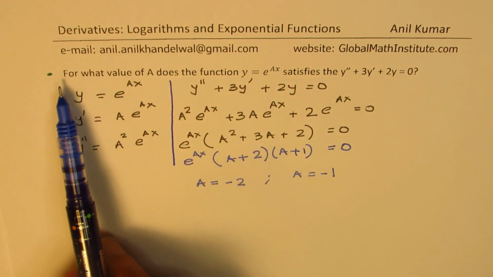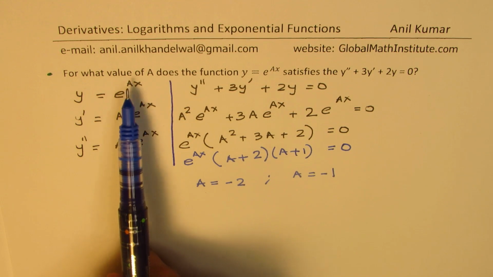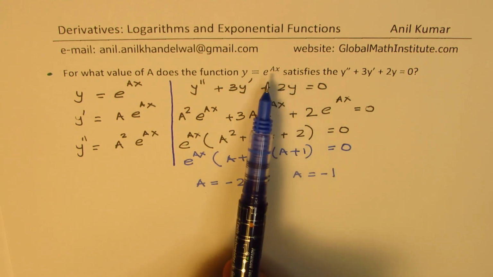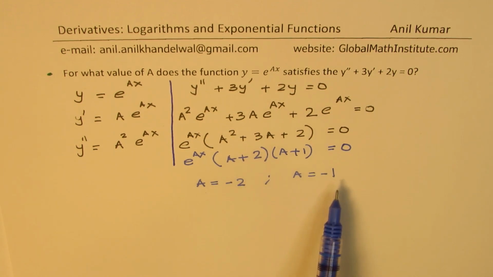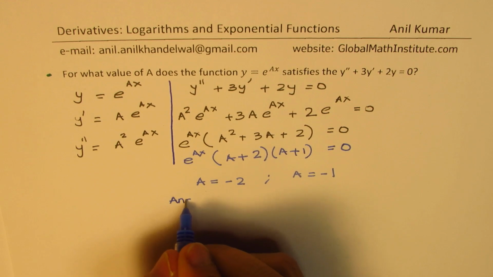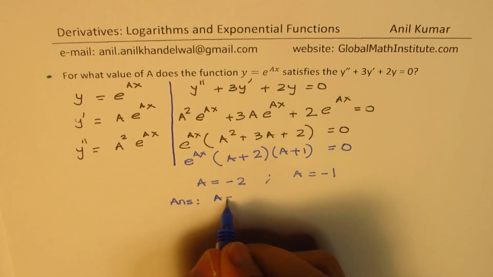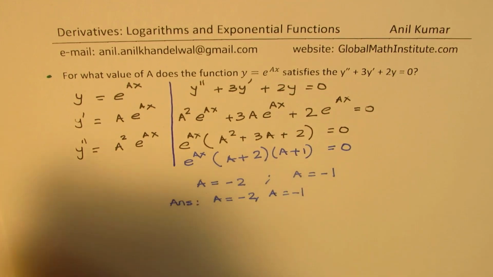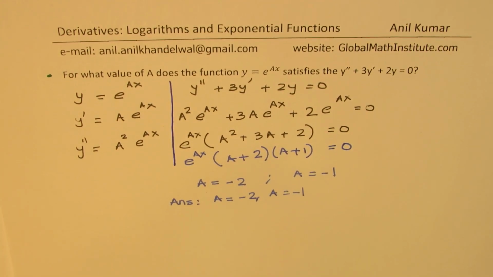So the question was, for what values of a does this function satisfy? So a, both are possible values. So we have two answers here. We have the answer as a could be both minus 2 and a could be minus 1. So I hope that makes sense.